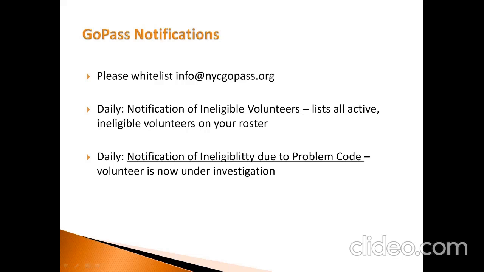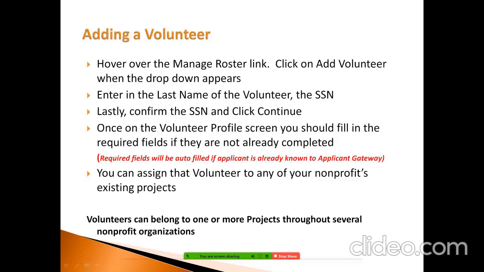We've discussed quite a few things thus far, and we'll now move on to discuss how to actually add a volunteer into the system. In this section, we will talk about how to add a volunteer to the GoPass system. As mentioned previously, you will need the last name and social security number of your volunteer, as well as their basic contact information. You will enter that into the system and click Continue, and we'll see this page pop up.